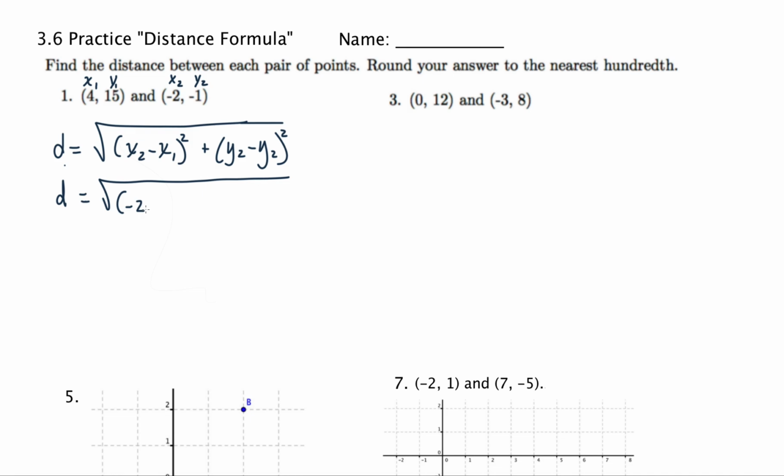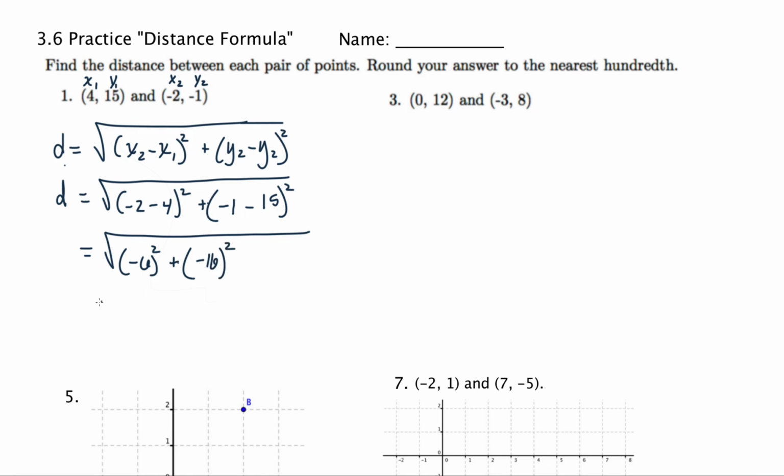So -2 is my x2, the x-coordinate of the second point, minus 4 squared. Okay, 4 is my x1. y2 is -1 minus 15 squared. So just follow the order of operations. We've got to do everything in the parentheses first. And let's see, -1 minus 15 is -16. That's a plus squared.